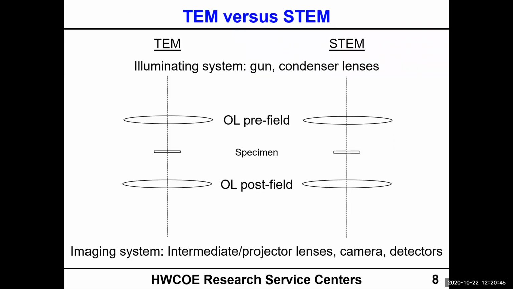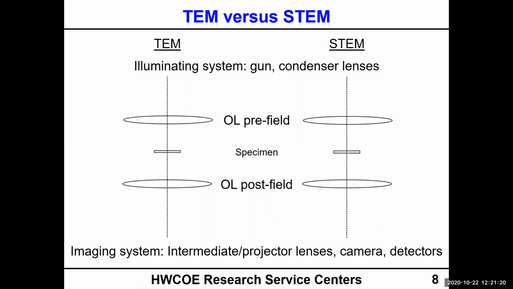So if we want to compare TEM versus STEM, we can dissect the microscope into basically two main regimes. If this is the sample right here, we can talk about what happens above the specimen and what happens underneath it. Above it, we call that the illumination system, and below it, we call that the imaging system. There's a bunch of lenses involved with the illumination system, as well as the imaging system. But again, what matters ultimately is the objective lens.